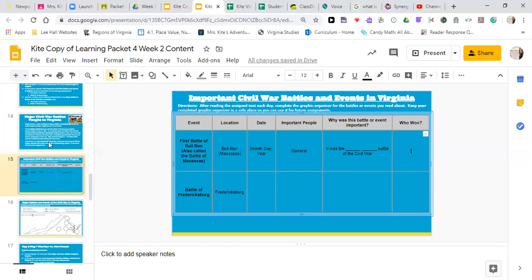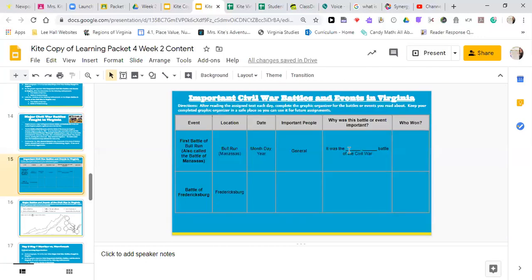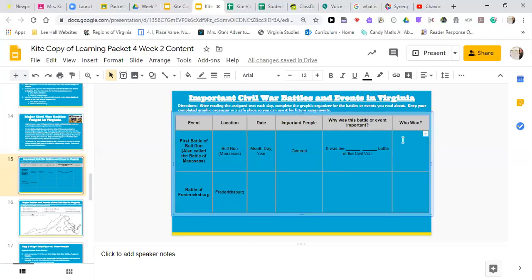Who won? So remember that the winner is either going to be who? It's going to be the North or the South, or the Confederates or the Union. So who won? You're going to either give me North or South, or Union or Confederate. Either one is acceptable, so you're going to choose one of those.